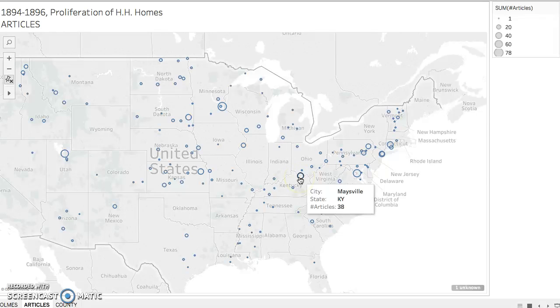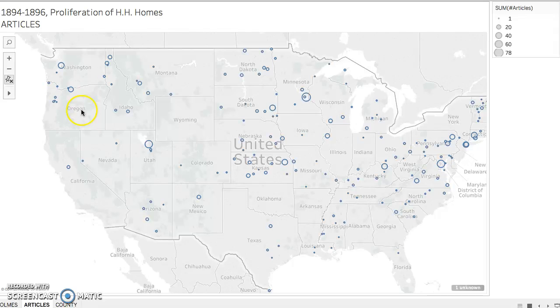Maysville, Kentucky is one of the anomalies here. It is a very tiny little town. There's a population of just over 3,000 people by 1890, and yet they saw 38 articles, which is similar to a city such as Jersey City, which had over 100,000 people at the time. So that's an interesting anomaly, as is The Dalles, Oregon, which is another anomaly that I point out in my paper, that saw 24 articles, and they have just over 2,000 people population-wise.